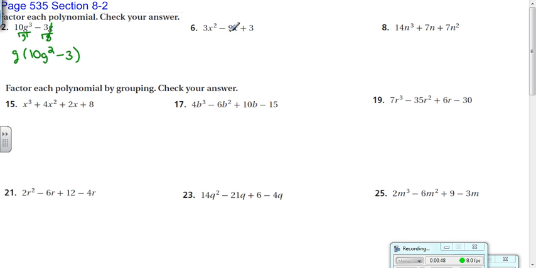On number 6, a 3, a 9, and a 3, my greatest common factor is a 3. They don't all have the same letter, so all I can do is divide out the 3. So if I divide each of those by 3, the 3's cross out, leaves me with x squared. Negative 9 divided by 3 is negative 3. Don't forget the x. And 3 divided by 3 is 1.